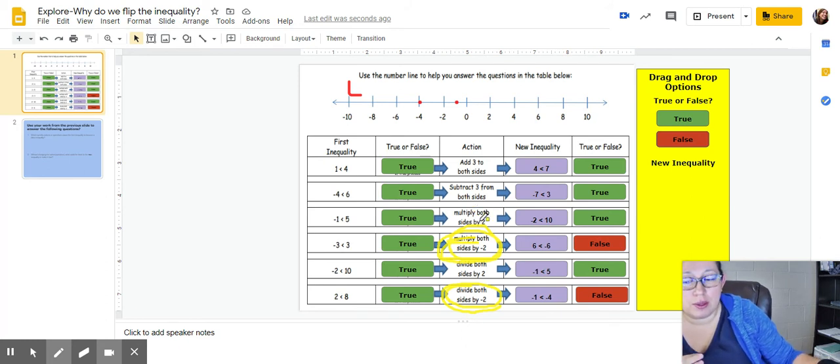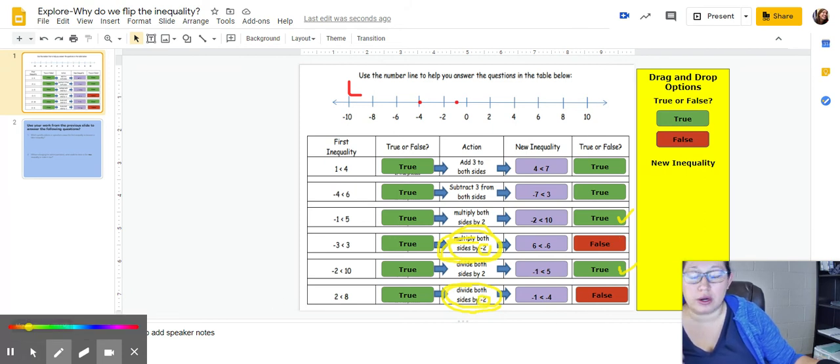When I just multiplied by 2, it still stayed true. And when I divided by 2, it stayed true. So focusing in on what was specific about these 2 actions? Well, it was multiplying and dividing, but by a negative value. Okay, so anytime we multiplied or divided by a negative number, it made that inequality statement false.